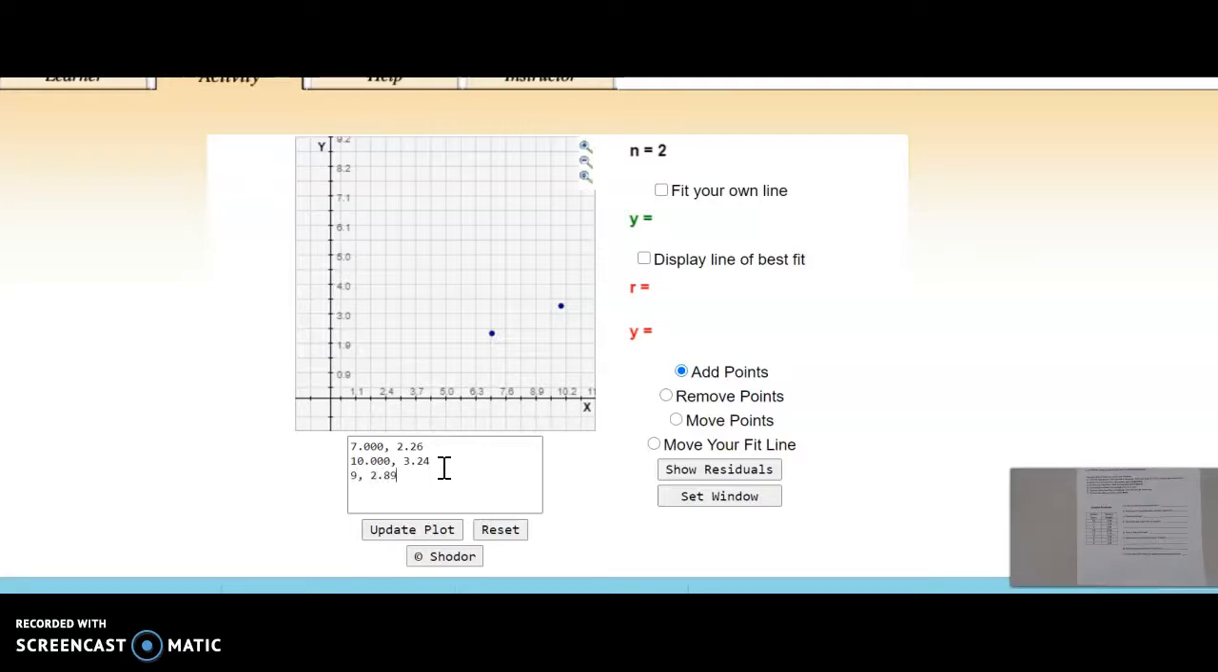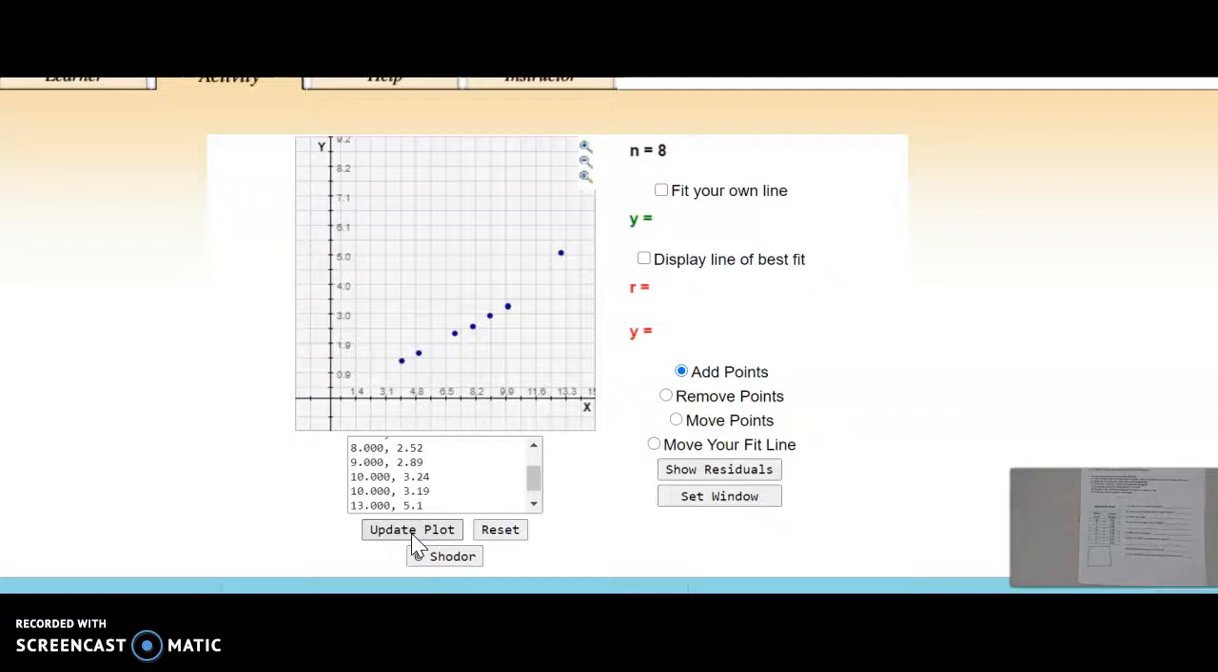9, 2.89. 10, 3.19, 13, 5.10, 5, 1.59, 8, 2.52, and 4, 1.29. So you want to enter in all those data values, and then I'm going to hit update plot. On my paper, I'm just going to draw it, but you don't have to. It's just like a couple little dots, and then there's one that's off.